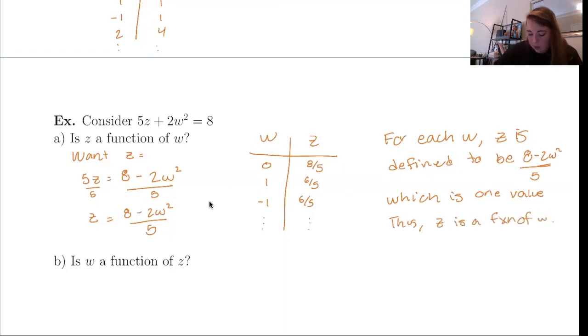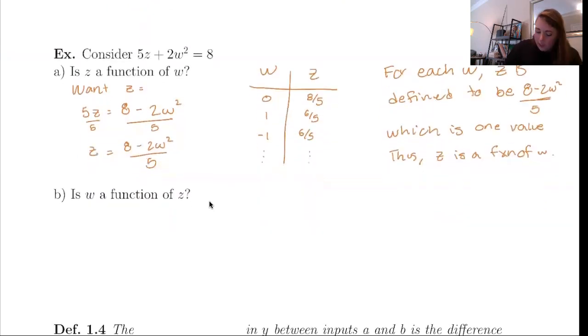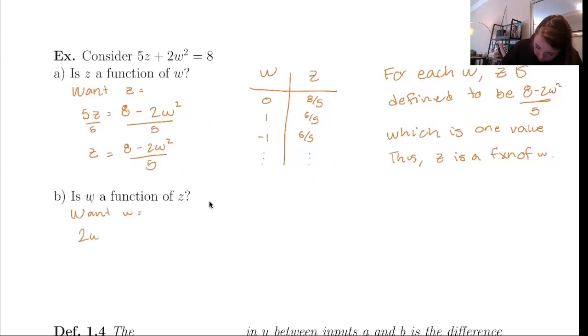Okay? So is W a function of Z? So I now want W equals. We'll learn about something called function notation, where I put something like this, but this currently makes no sense. But I want W equals. So I'm going to 2W squared equal to 8 minus 5Z. So I just moved the 5Z over to that side. I then need to divide by 2. So I get 8 minus 5Z over 2.